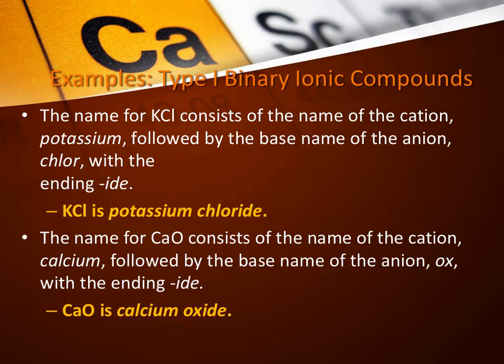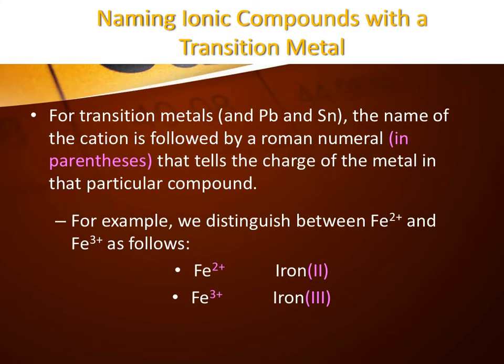Here's a couple more simple ones. Potassium chloride, calcium oxide. Those are binary ionic compounds. Now here comes a little bit more complex, so you may want to make notes of this for yourself.